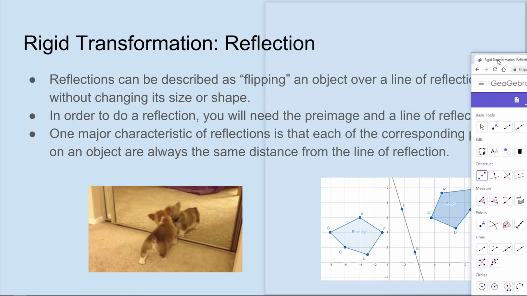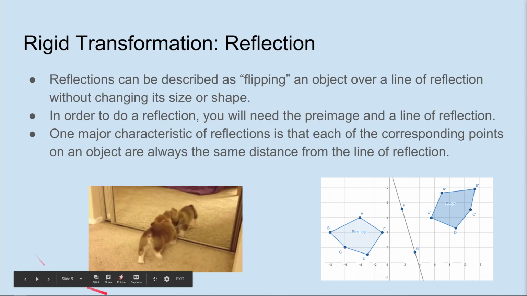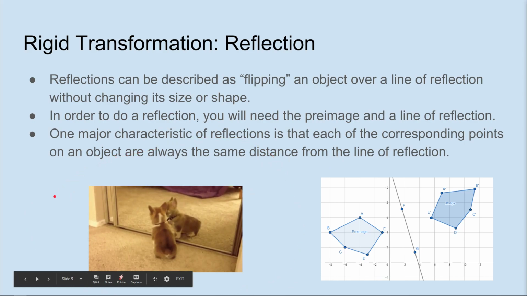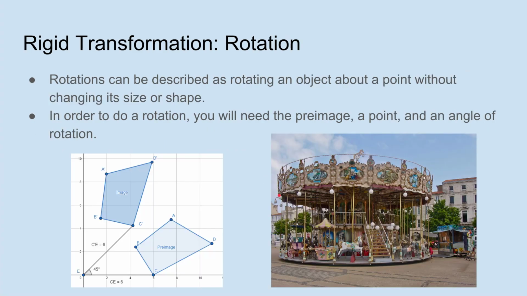Now, one common example of a reflection is if you're looking in a mirror, and that's why I have an image of this corgi here, and you'll see that the corgi is being reflected in the mirror, and it works in the same way that I showed earlier. All right, next up, we're going to talk about rotations.